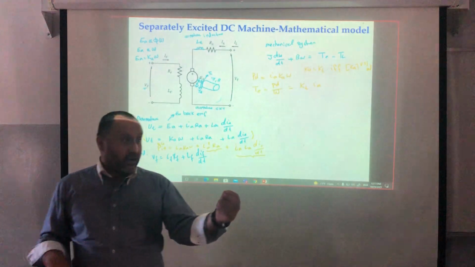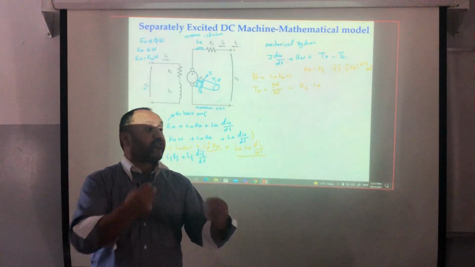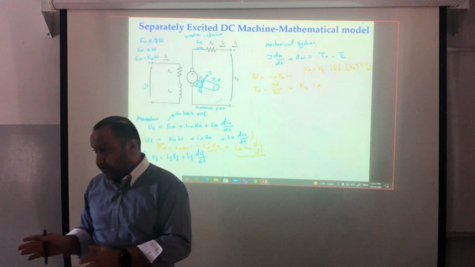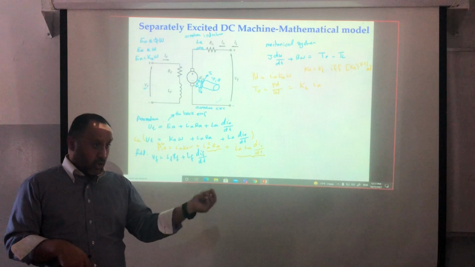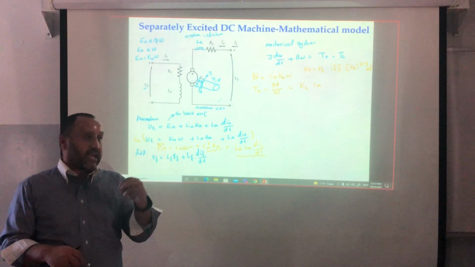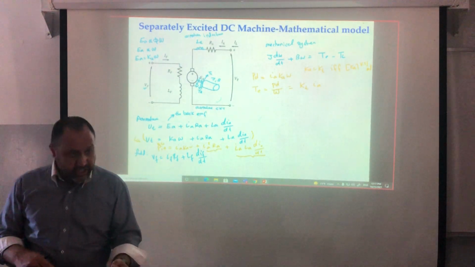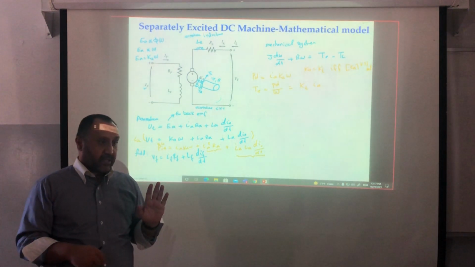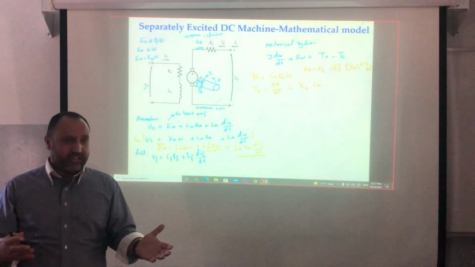Simply, can you add meter to mil? Adding like this? No, you should unify the unit. Now here they are the same. If I need to use the same constant for the torque constant and the back EMF constant, then the back EMF constant must be written in a unit which is volt second per rad. Now if I need to make the change, it's very simple.